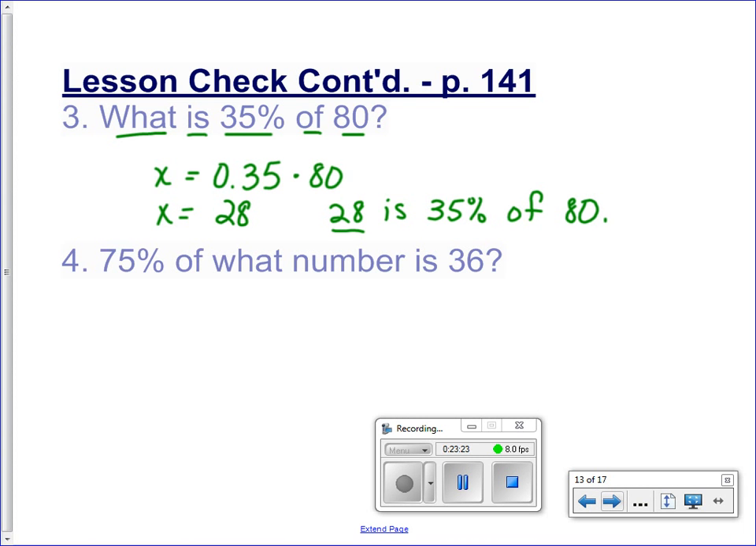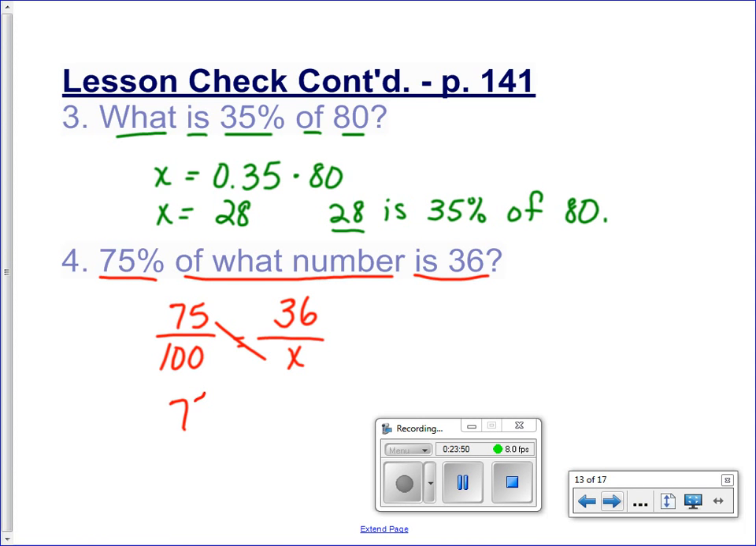Okay, the next one, let's use a proportion for it. We have 75%. 75% means 75 over 100. Of what number? That will be our x. That is our base, which goes on the bottom. Is 36 is our part and goes in the numerator. And now let's cross multiply. 75 times x is 75x, and we have 100 times 36. That gives us 75x equals 3,600.